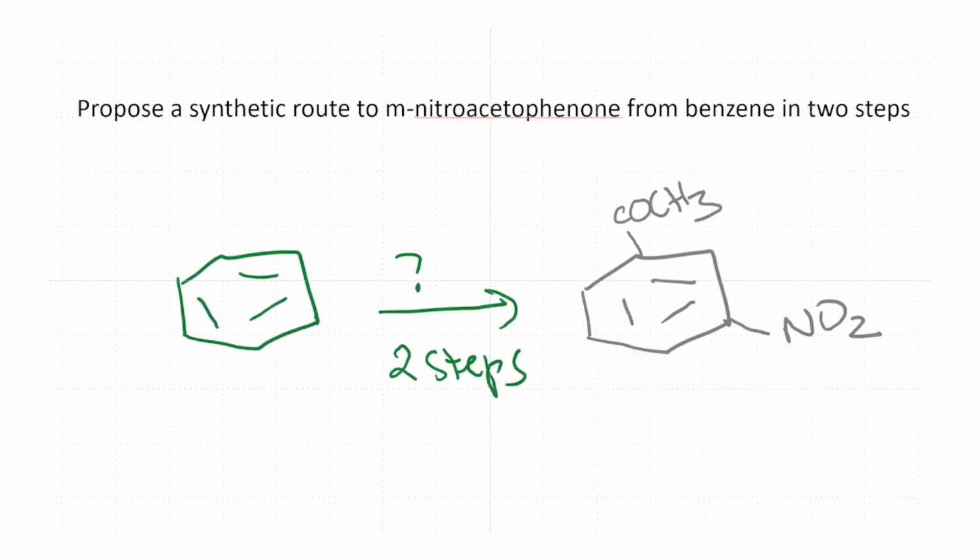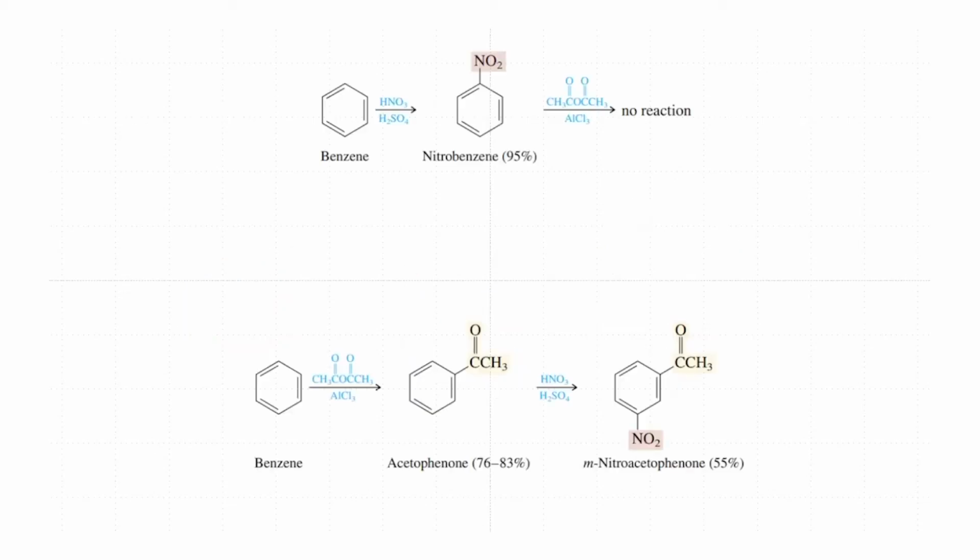The next problem, we're looking at proposing a synthetic route to meta-nitroacetophenone from benzene in 2 steps. So meta-nitroacetophenone is this structure. So 1, 2, 3, 4, 5, 6. So the nitro group is in the meta position. And how do you make this from benzene? So we could consider 2 different routes.